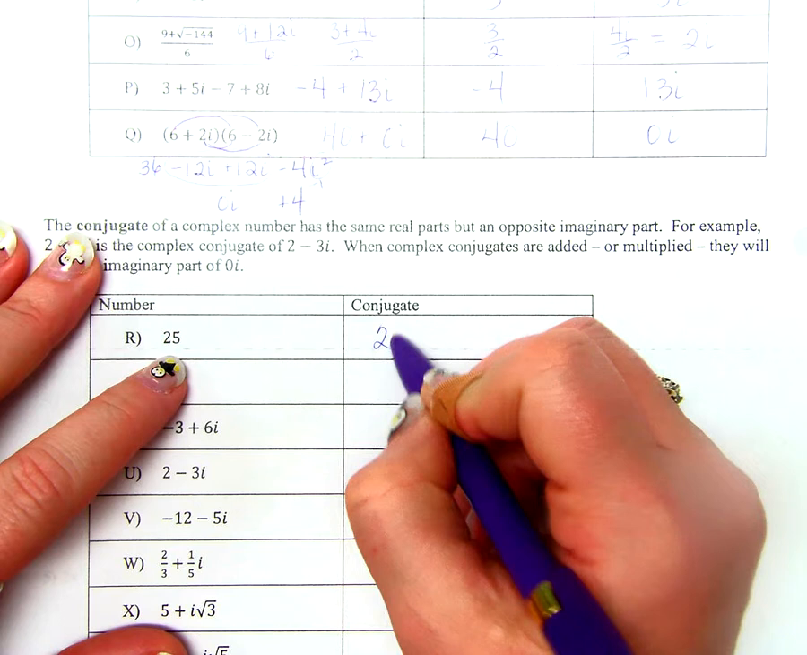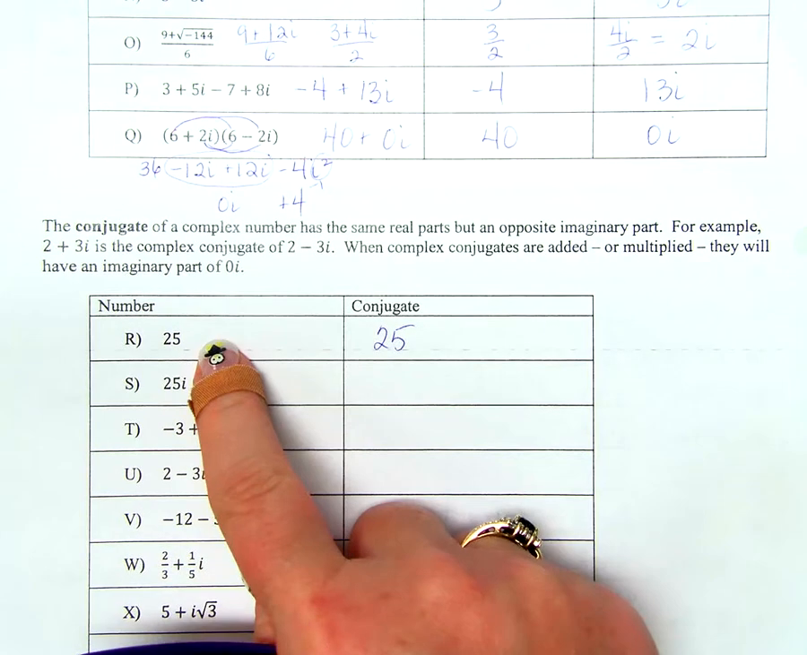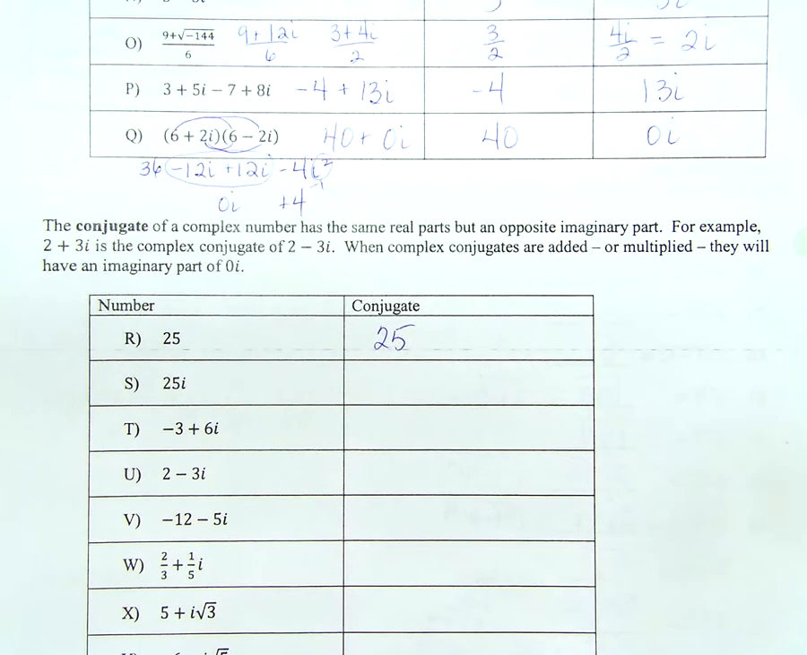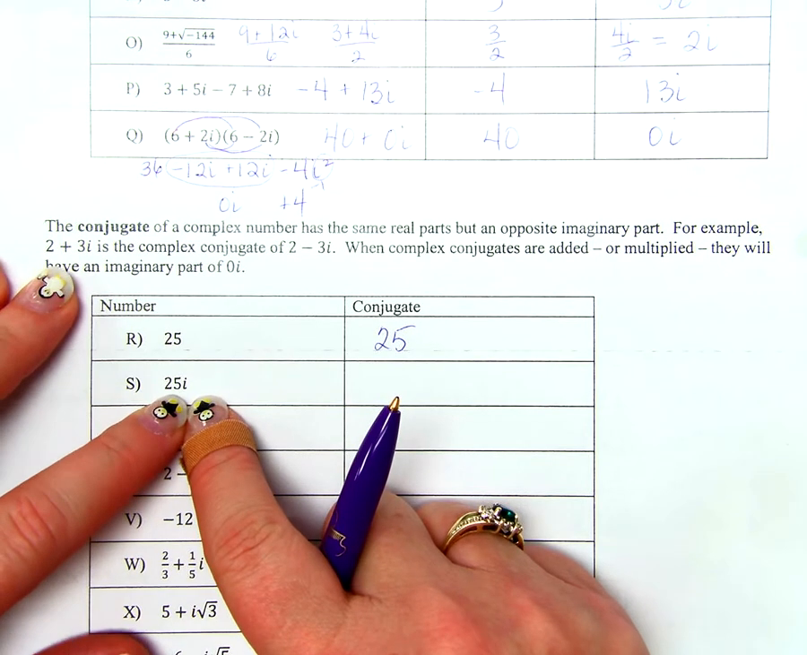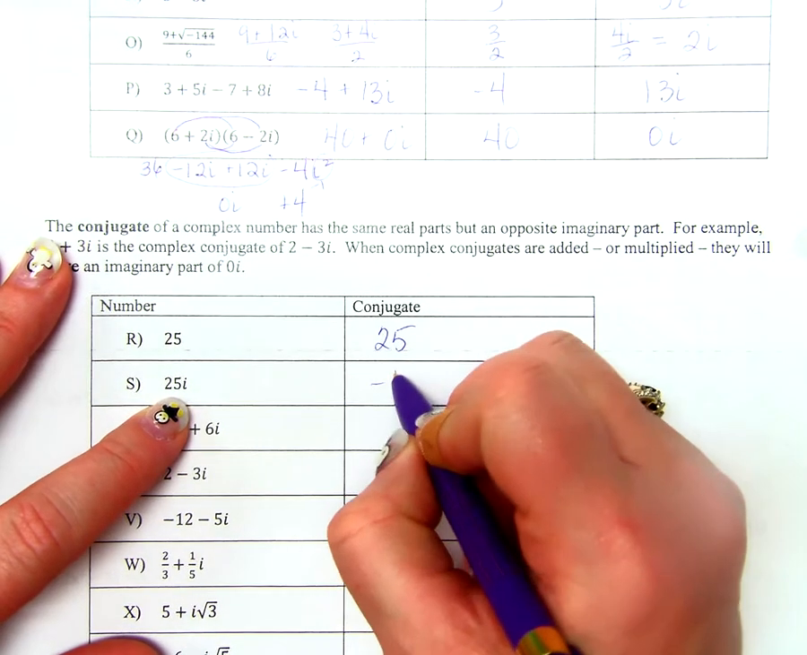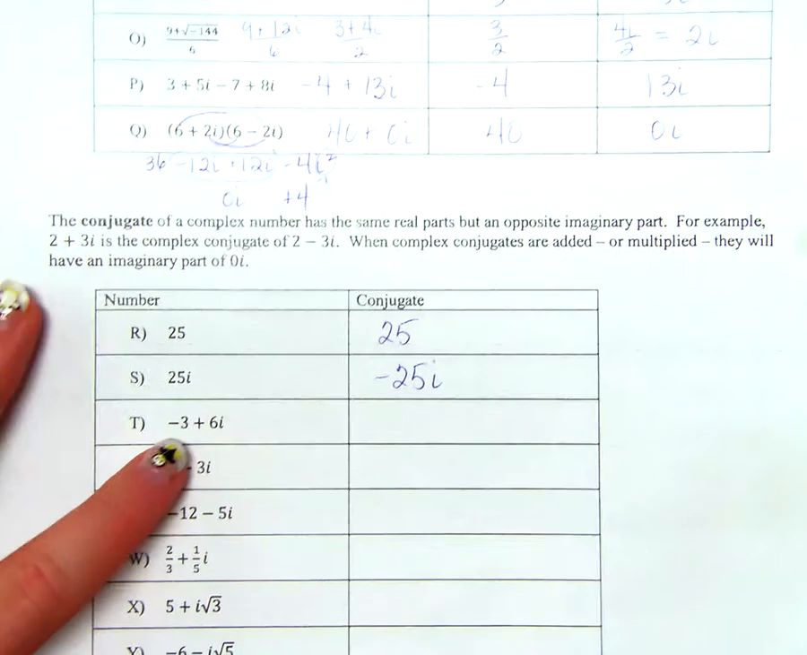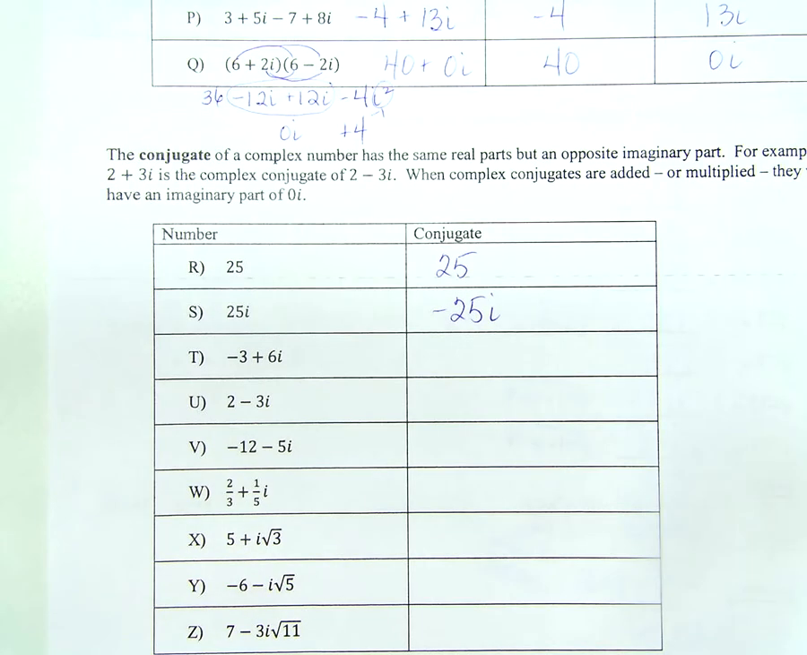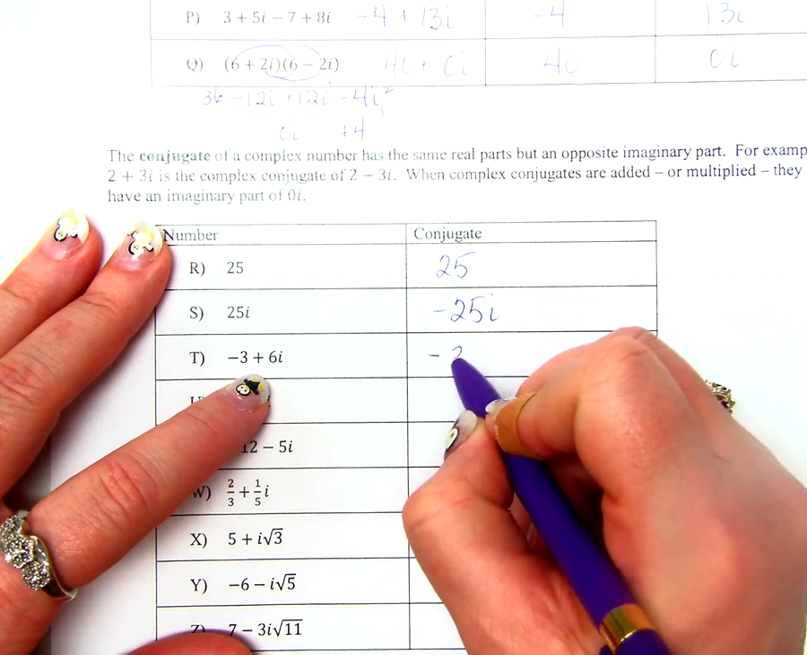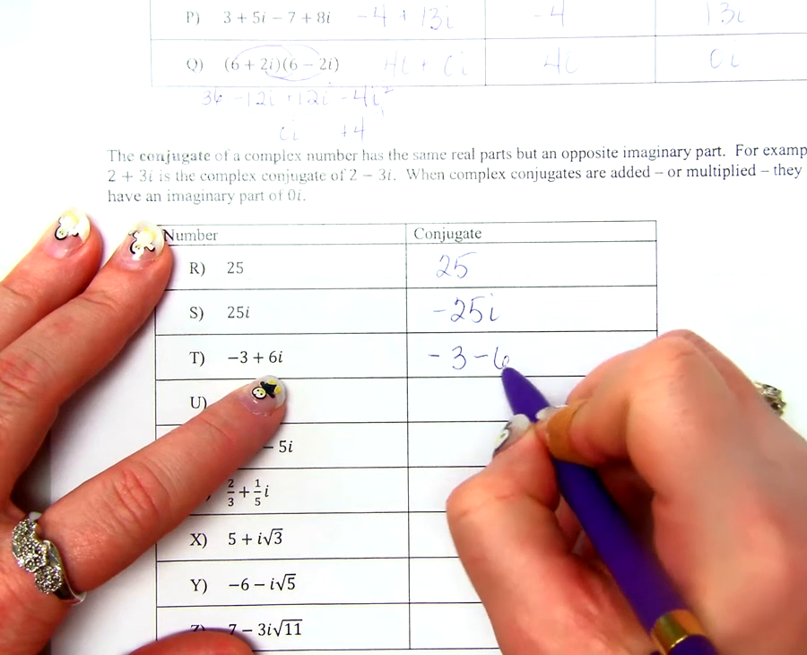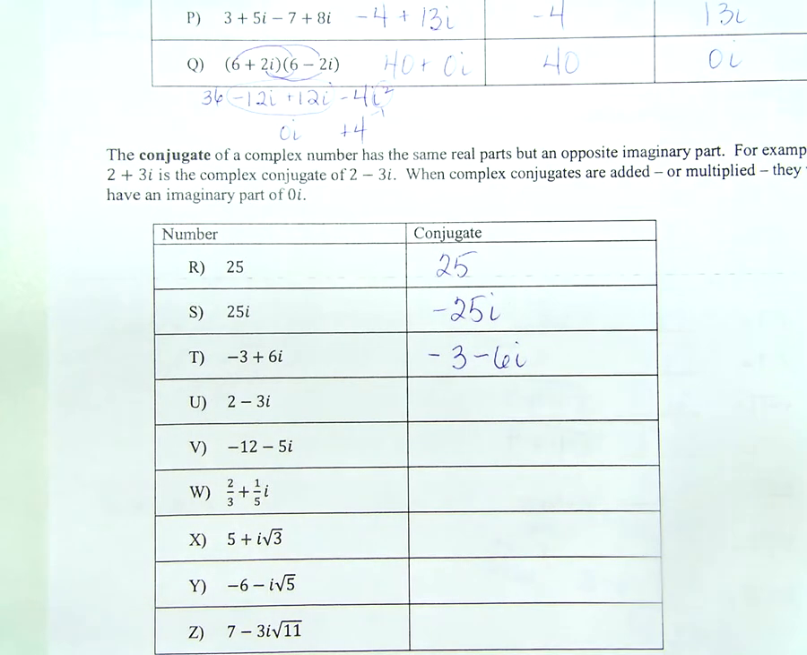It's just 25, right? Because it would be 25 plus 0i here and 25 minus 0i here. And since we don't really care about that, we just leave it alone. Okay? What about this part, though? It would be negative 25i. Very good. Okay? What about t? Same real part, opposite imaginary part. So negative 3 minus 6i. Yes? So what about u?